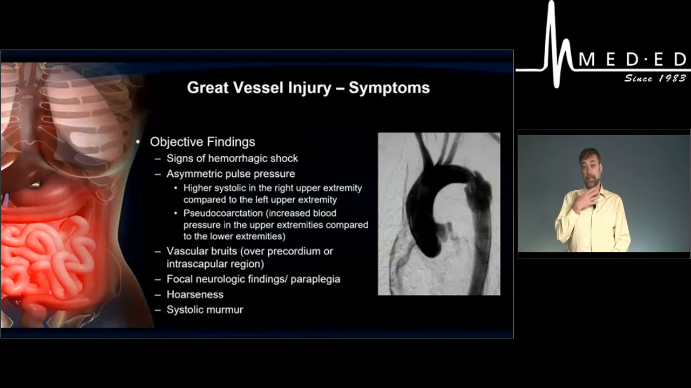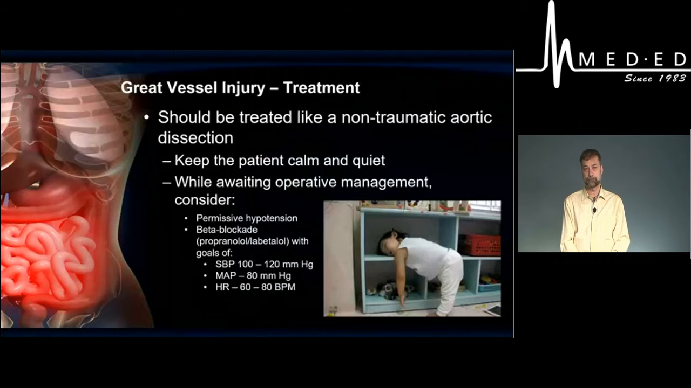Also, if there's any injury up around the top of the arch where the carotids branch off, you could have reduced blood supply to the carotids, which could lead to focal neurological findings or paraplegia, and the patient may have stroke-like symptoms. The laryngeal nerve is right up near the aortic arch, and it can be compressed if there's a large hematoma, leading to hoarseness. And then you may also hear a systolic murmur. So lots of things that might point to a great vessel injury, even if the patient themselves don't have any complaints.